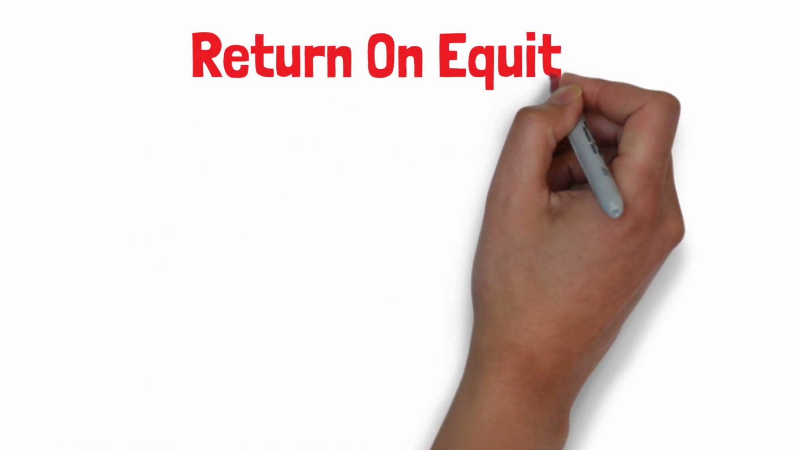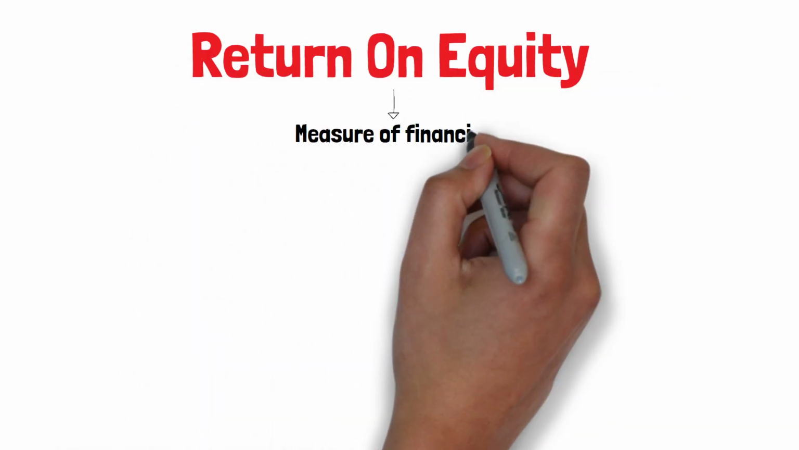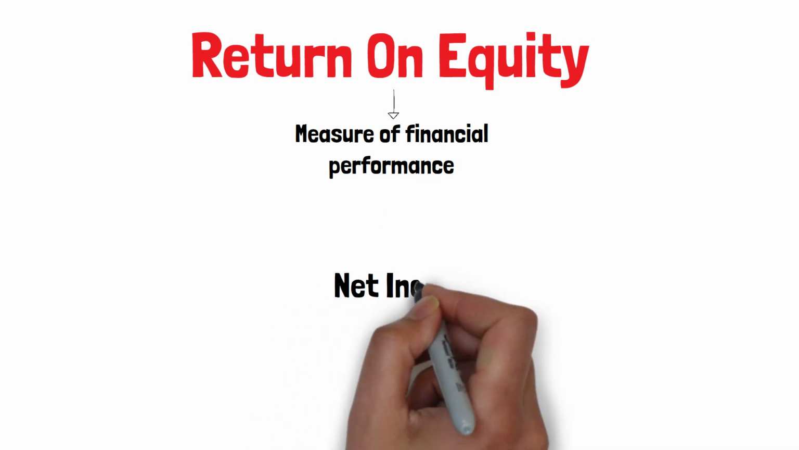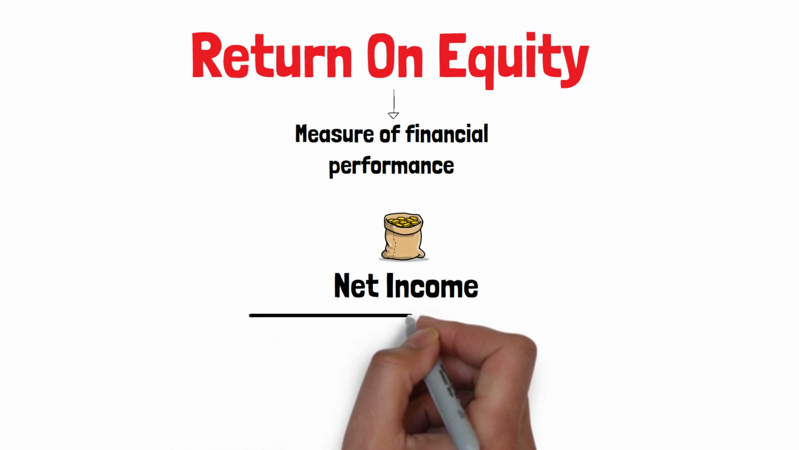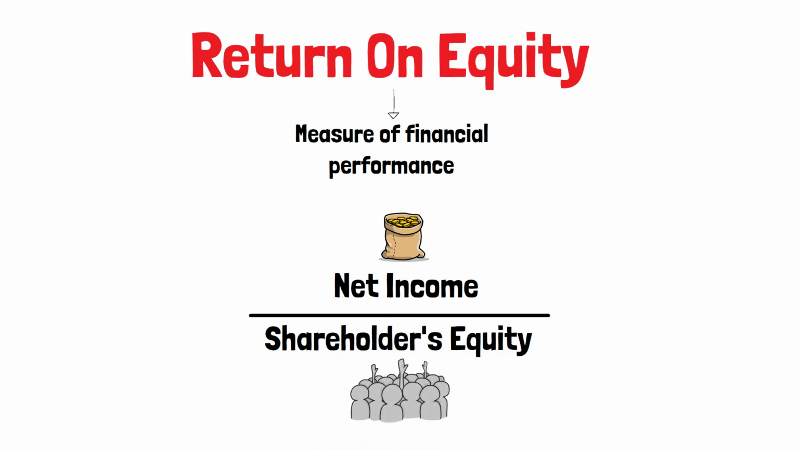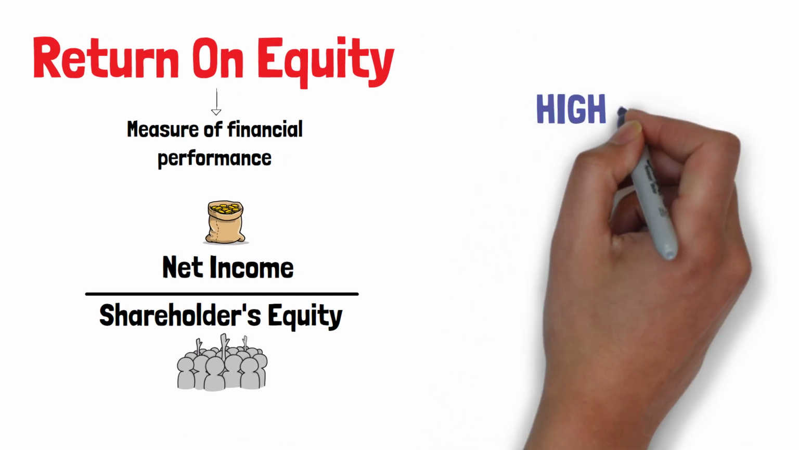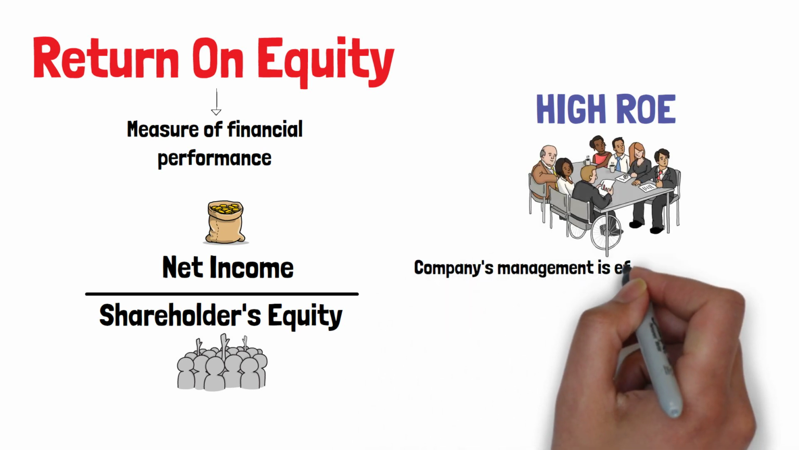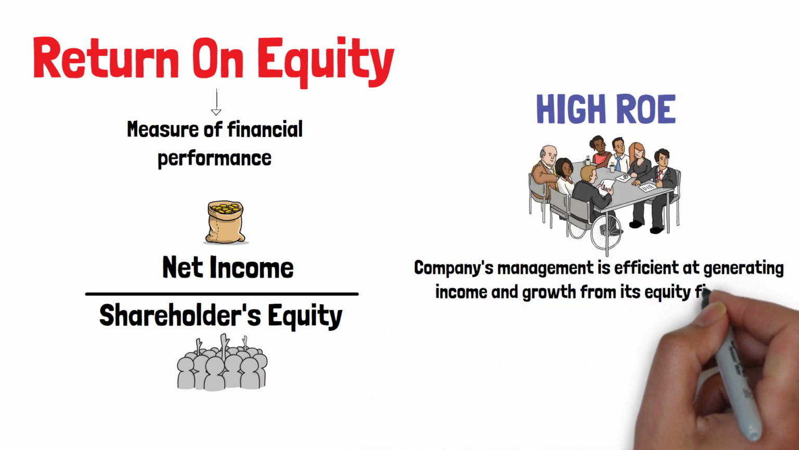ROE, or return on equity, is a measure of financial performance calculated by dividing net income by shareholders' equity. ROE is considered a gauge of a corporation's profitability and how efficient it is in generating profits. The higher the ROE, the more efficient a company's management is at generating income and growth from its equity financing.